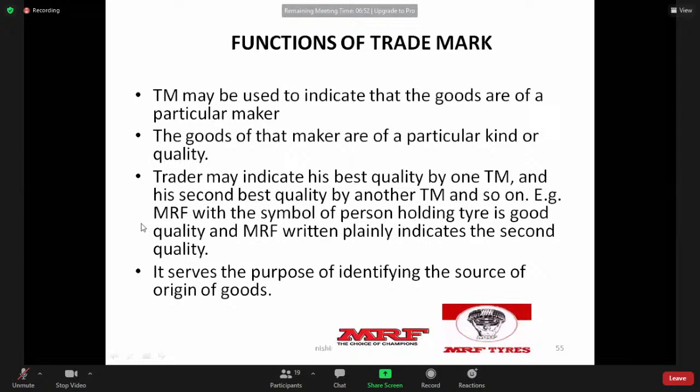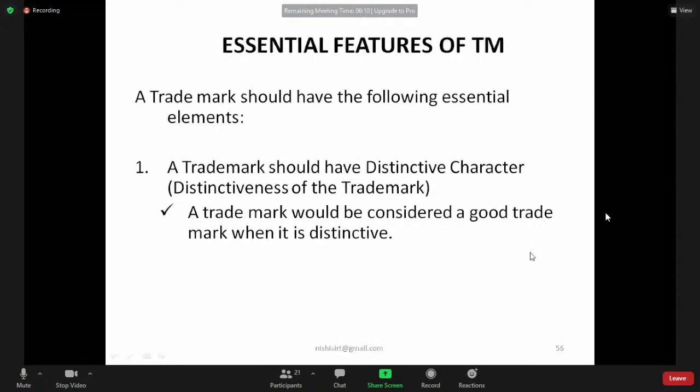Here you can see one company is having two types of trademark. One is simply the MRF, the choice of champions, and the MRF tires. These companies are having two types of trademark because they are having two types of products. One is the exclusive product, so they have such a trademark, and the other is a general type. So these trademarks can give the right information to you, right?